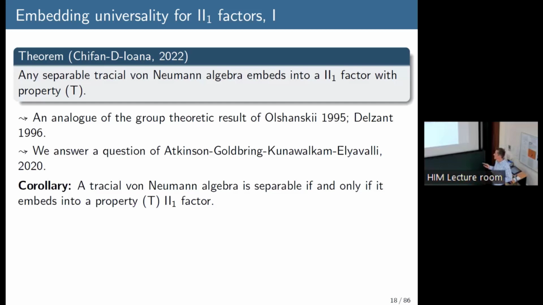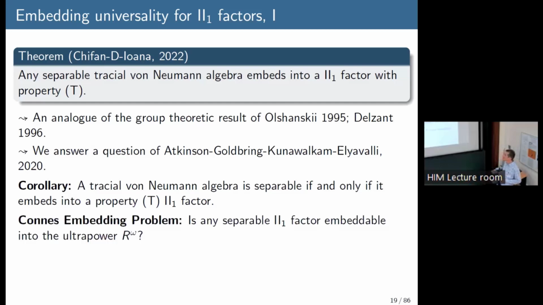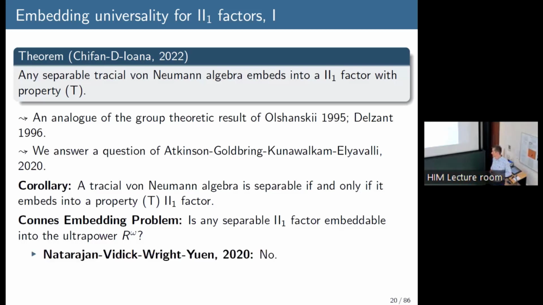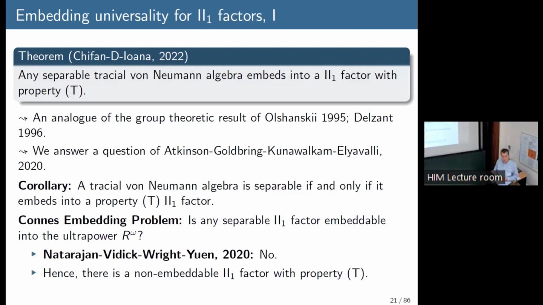This is not necessarily surprising once we have this result. And a small remark: if we recall Kadison's embedding problem, which asks whether any separable II_1 factor is embeddable into R^ω, with R the hyperfinite II_1 factor, we know the answer is no by a recent paper. We of course obtain this corollary that there must exist a property (T) II_1 factor that is not embeddable.